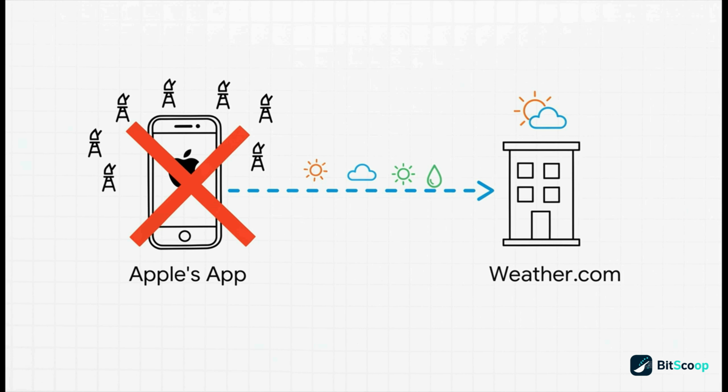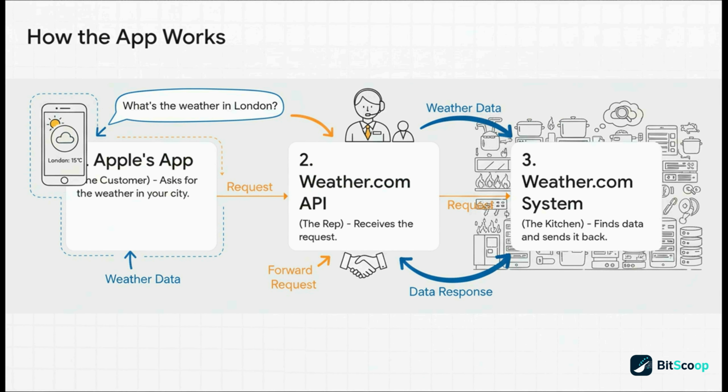And by now, you've probably guessed it. They use an API. And look how perfectly this maps back to our restaurant story. Apple's app, that's you, the customer, making a request. Hey, what's the weather in London? Weather.com's API, that's our customer service rep. It takes the request. And Weather.com's massive, complex system of data, that's the kitchen, doing all the work in the back. It finds the answer and sends it right back through that same API.